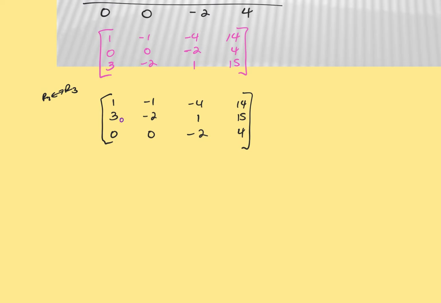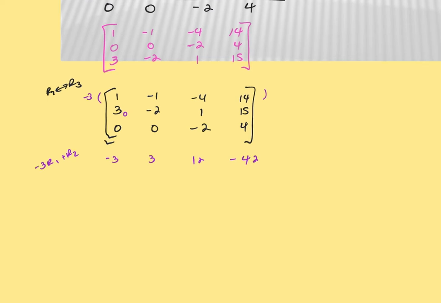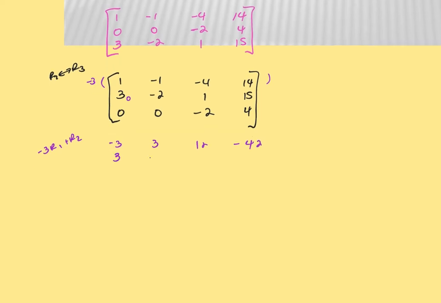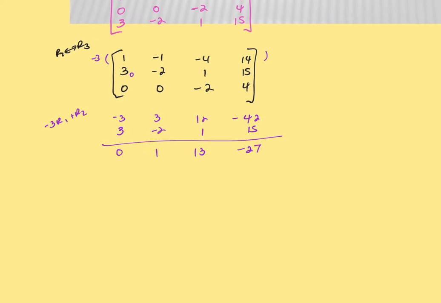I need a 0 where the 3 is. How do I get it? Multiply this out by -3. Good. -3 row 1 plus row 2. -3, 3, 12, -42. Add it to 3, -2, 1, and 15. 0, 1, 13, -27. Rewrite row 2.